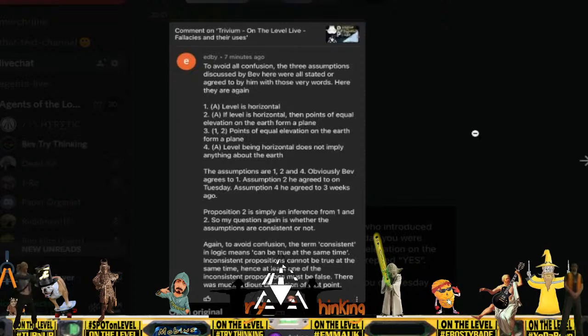Obviously, Bev agrees to 1. It's not an assumption, but level is horizontal. It's a statement I've definitely made. Assumption 2, he agreed on Tuesday, that if you were to make points of Earth at an equal elevation, those points would be on a plane, a horizontal plane. I'll go one step further. They would be on a horizontal plane. And then he said, assumption 4, he agreed to 3 weeks ago.